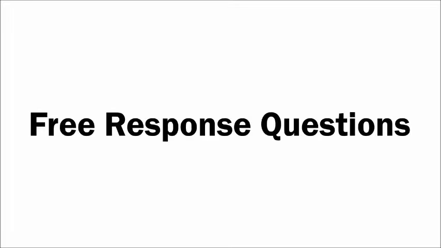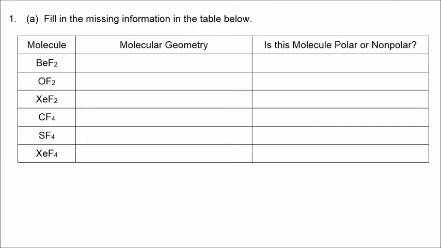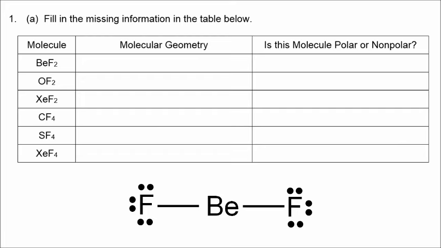Okay, on to the free response questions. In number 1, we're going to fill in the missing information about molecular geometry and polarity. So BeF2, beryllium difluoride, looks like this. It's a linear molecule, and it is non-polar because the dipoles cancel out.